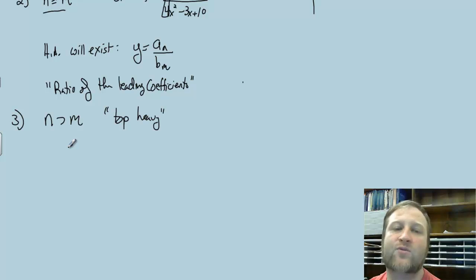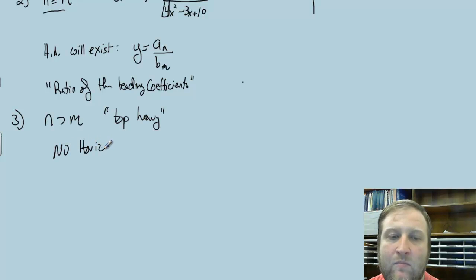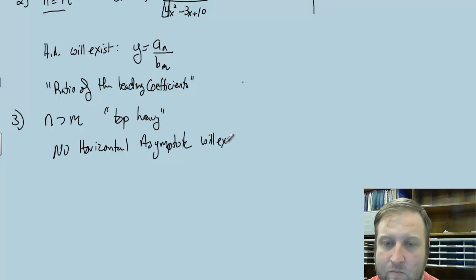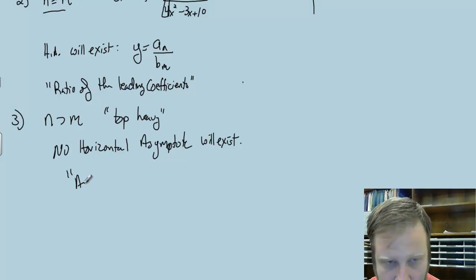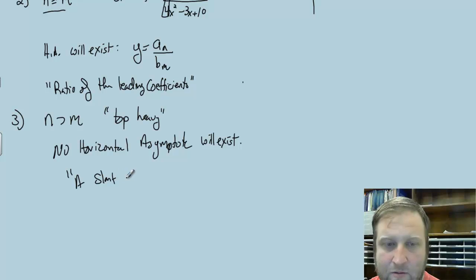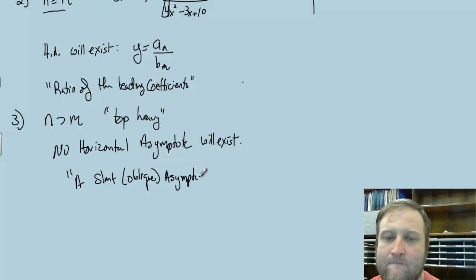And this one is really nice because no horizontal asymptote will exist. In this circumstance, you will have a slant or oblique asymptote that will exist.